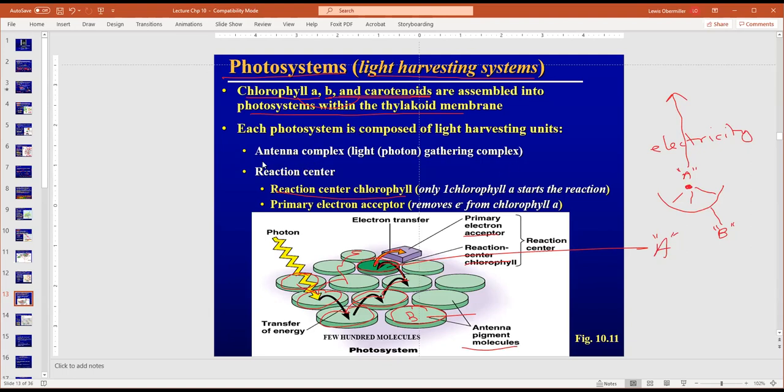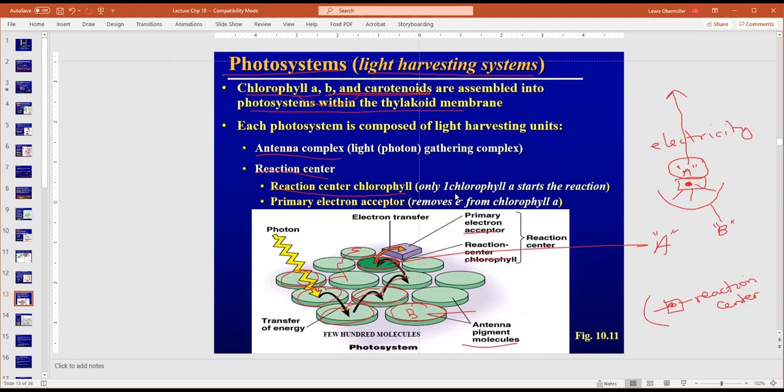So a couple terms. This whole thing is called an antenna complex because it resembles an antenna. And the middle of this part right here, like on your satellite dish, you know, it looks like this. This thing is called the reaction center, where chlorophyll A is. So those are the terms that you need to know for this.